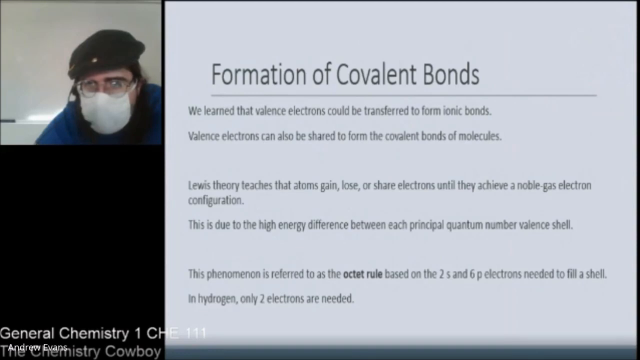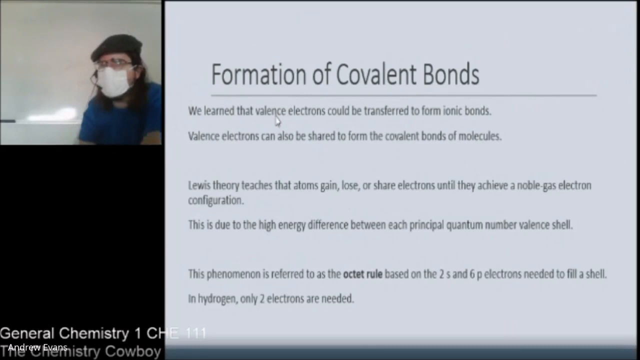And the general premise here is that the Lewis theory teaches us that the atoms will gain, lose, and share electrons until they get that noble gas electron configuration. We're not going to go any higher than the noble gas because of the energy difference between the current principal shell and the next energy shell. Promoting from 2s or 2p to 3s, too much energy. So we don't want to add any more than the noble gas.